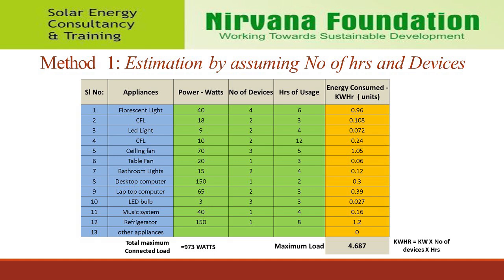And the remaining appliances are calculated in the same way. Total maximum connected load is 973 watts. Total energy consumed is 4.687 kilowatt-hour.